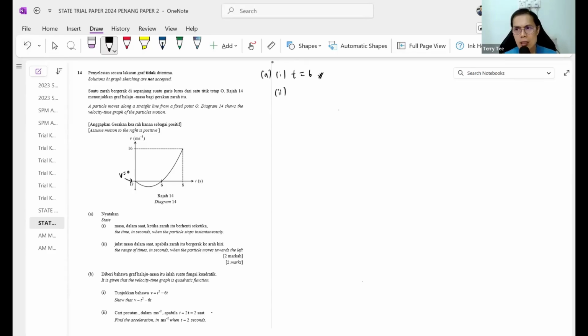Now, the range of times when the particle moves to the left. Remember, positive velocity means it's moving to the right. Negative velocity means it's moving to the left. So it is the region where the graph lies below the t-axis, where the velocity is negative.